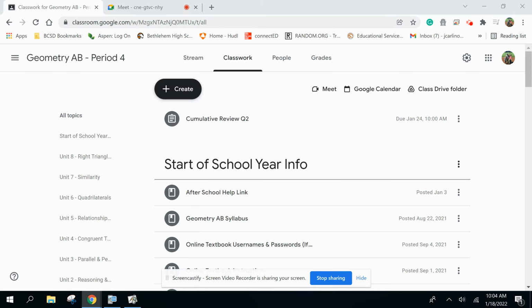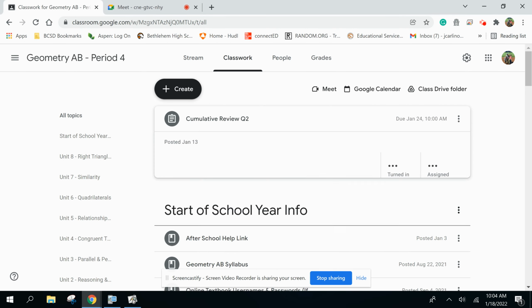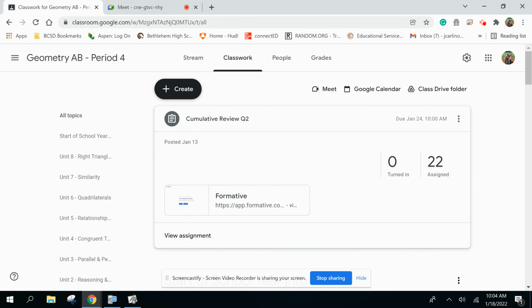In Classroom under classwork, right at the top, you'll see Cumulative Review Quiz 2. Those are the review questions. We'll start tomorrow, but if anybody wants to get a hold of them early... excuse me, we have the test tomorrow. It will be on Thursday, Friday we review in class. Okay, so you guys know where it is.